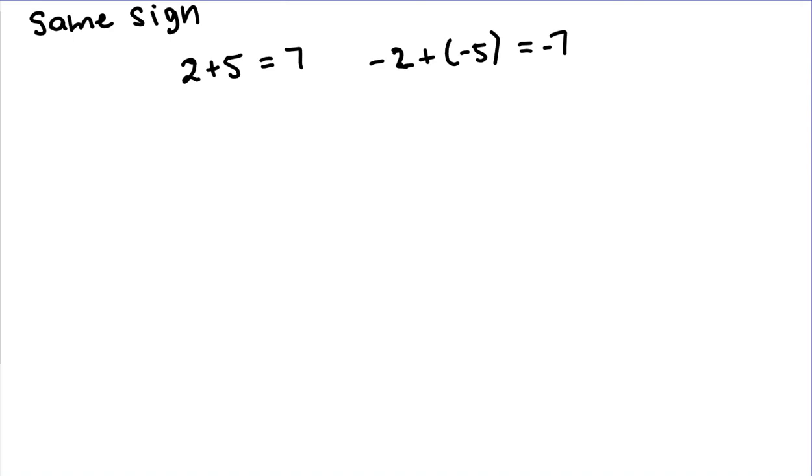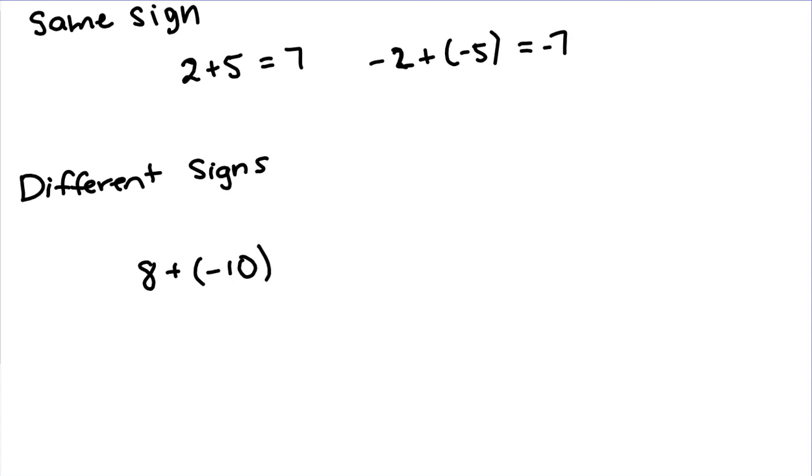What if we had different signs? Well, in the case of different signs when adding integers, all you need to do is subtract the lesser absolute value from the greater absolute value, and then use the sign that has the greater absolute value. So let's say we have 8 plus -10.